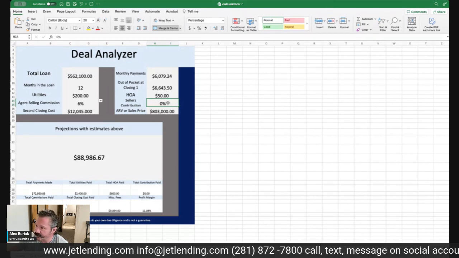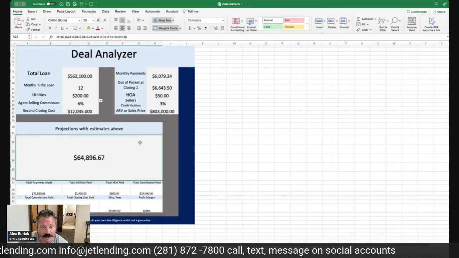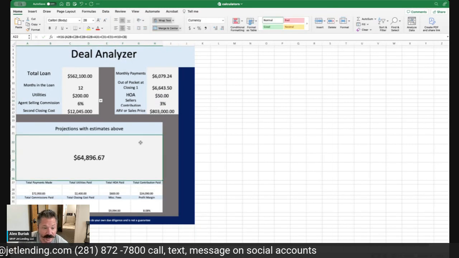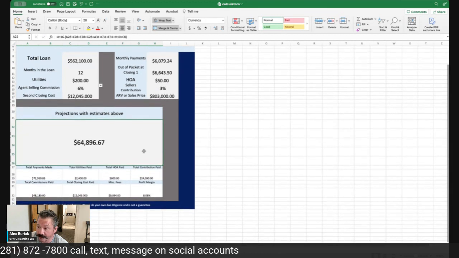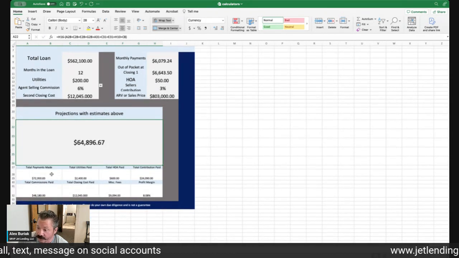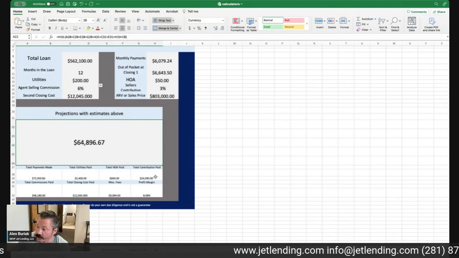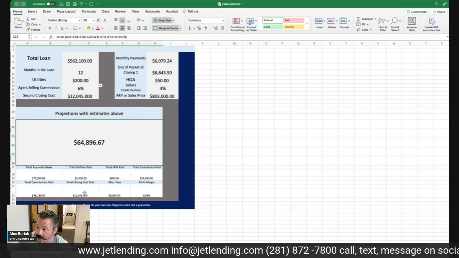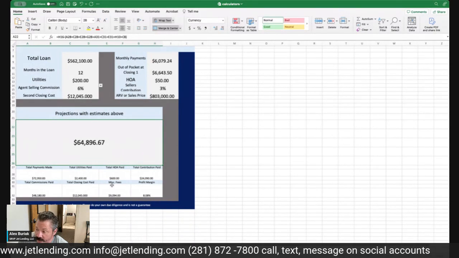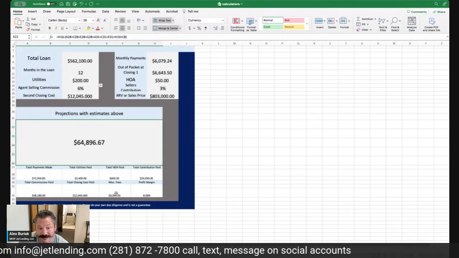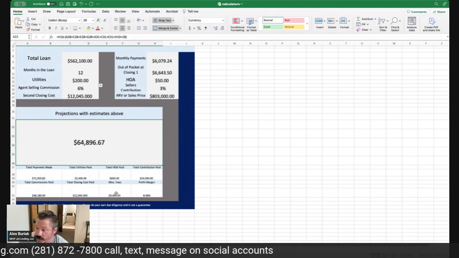And you can see the difference here. If you do 3% seller's contribution, it goes from in the 80s to $64,000 in net profits. Okay. So if you look up here, you've got your total payments made, utilities paid, your HOA was paid, your total contributions were paid, your total commissions were paid out, your total closing costs were paid out. You paid yourself back the $9,000 you paid for insurance.